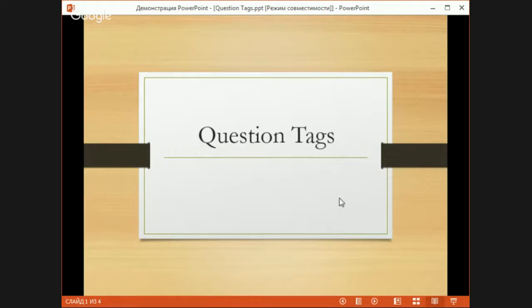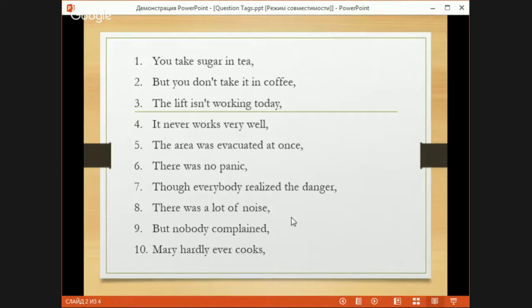So, question tags. We have here 10 sentences, a lot. Look at them. You have a few minutes to think what kind of tag we need to use here. I will show you then just the tags, like you take sugar in tea, don't you? And so on. So you have 1 or 2 minutes to think, and then we will check.